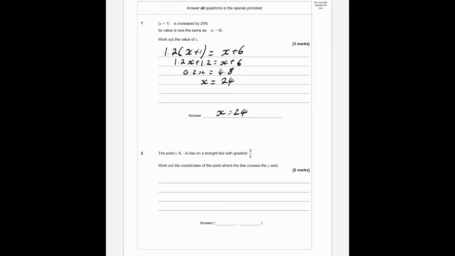Question number 2, so we're given a gradient and a point on a straight line. I'm going to jump in using the y minus y1 equals m(x minus x1) formula. Plugging in x to be negative 6, y to be negative 4, the gradient is 3 over 2.